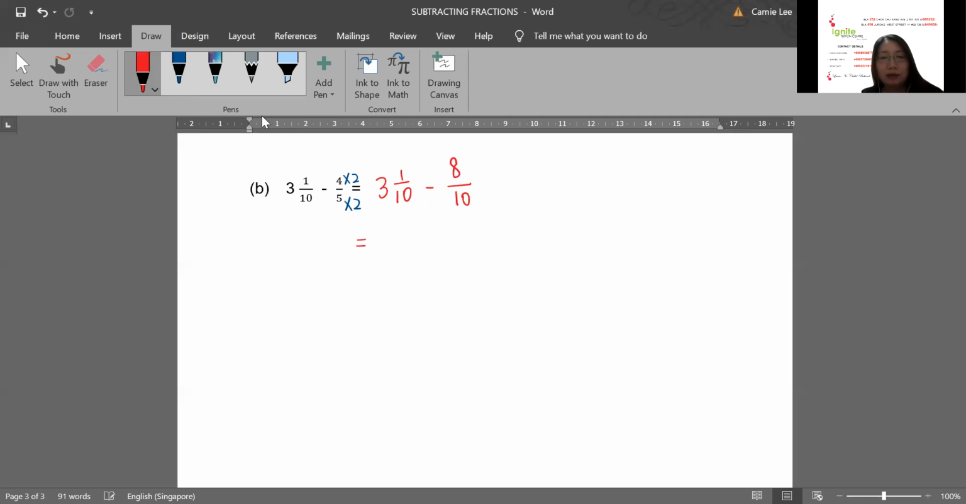You notice that the first fraction is smaller than the second fraction. So we need to do a regrouping. We take 1 whole from here, so 3 minus 1 would be 2. Now what happens to the 1 whole? The 1 whole will be cut into 10 parts. So you have 10 plus 1, 11. Minus 8 out of 10.